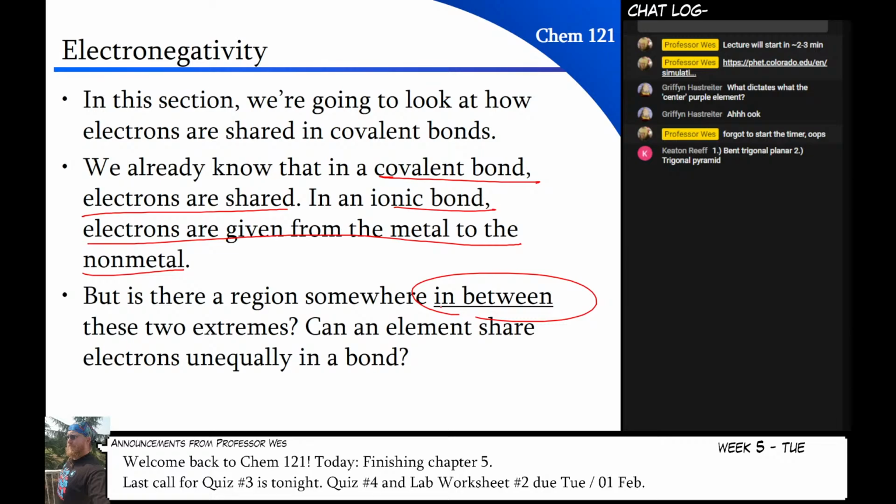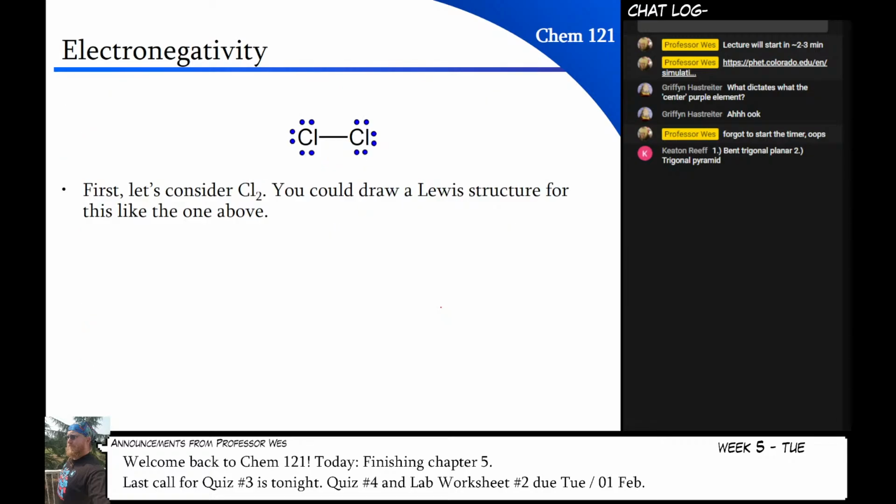So the in-between state is going to be sort of a gray area. It sort of behaves like covalent, but it sort of behaves like ionic. Stuff is shared, but it's also transferred partially. What the heck does that mean? Let's investigate it further.